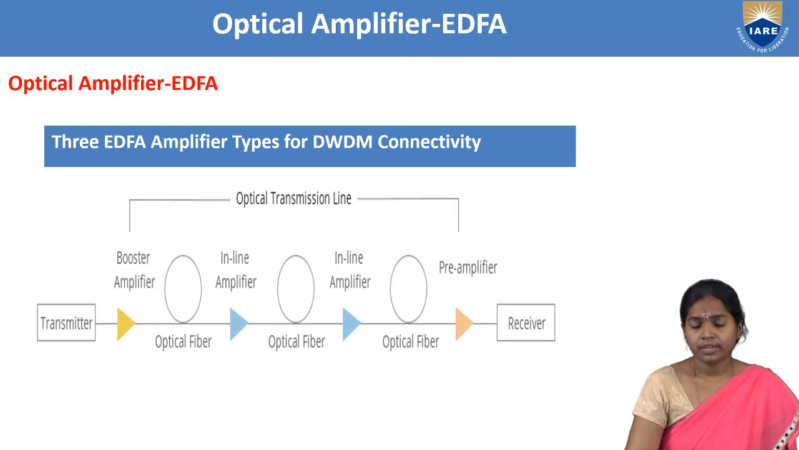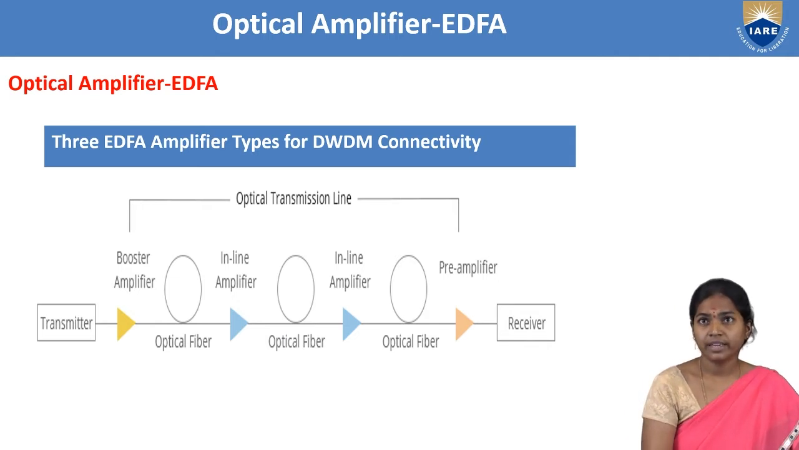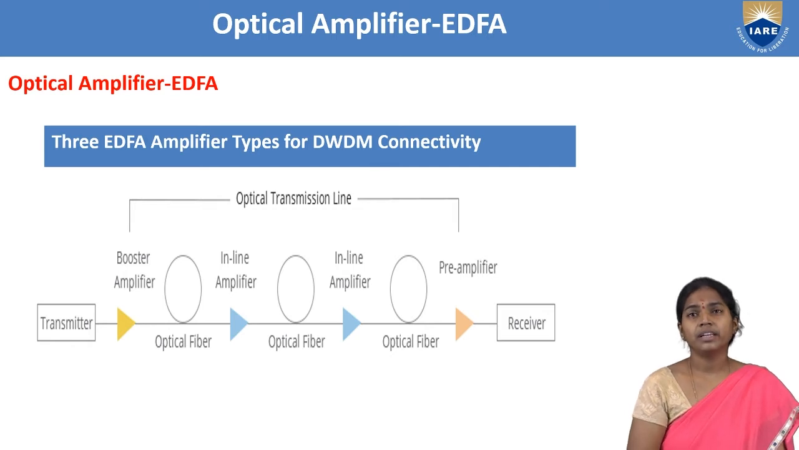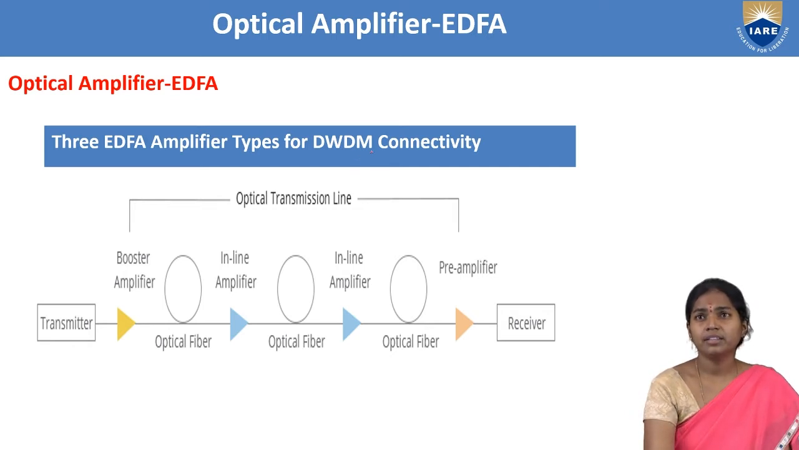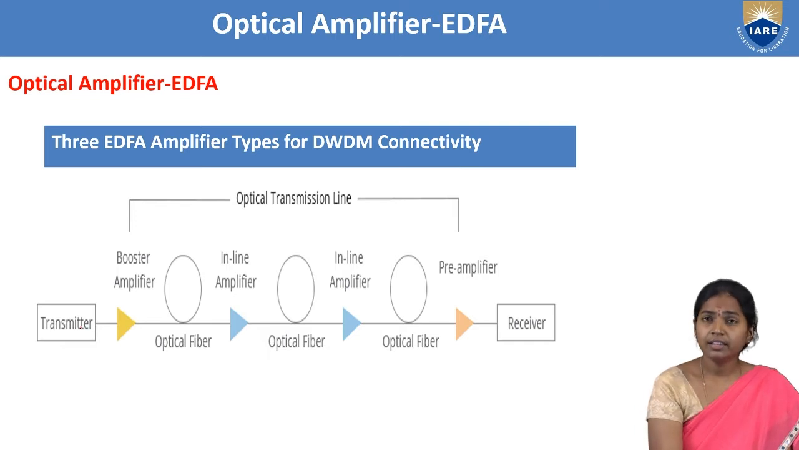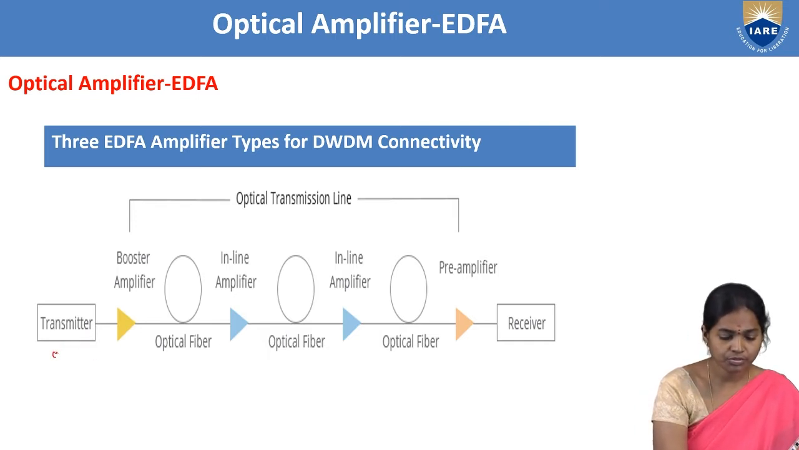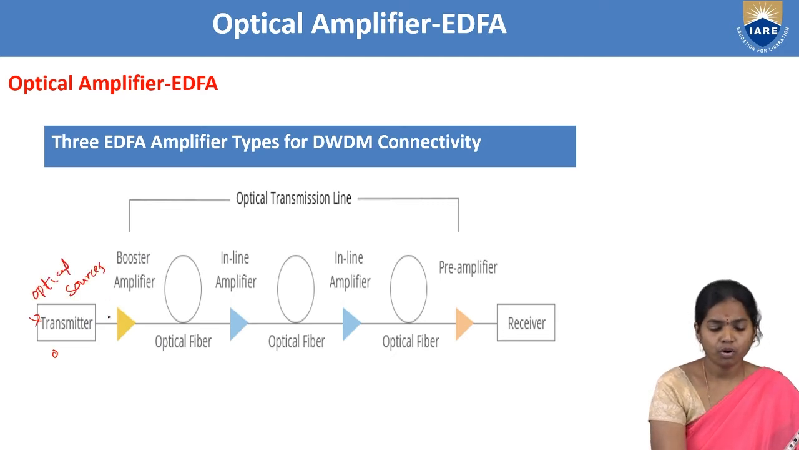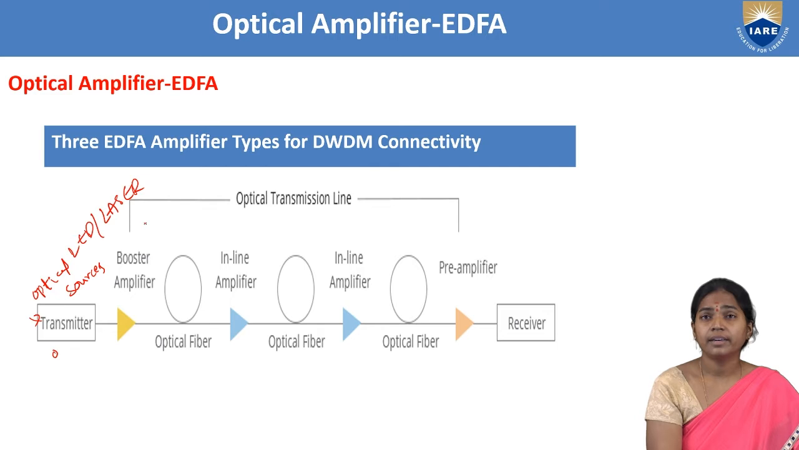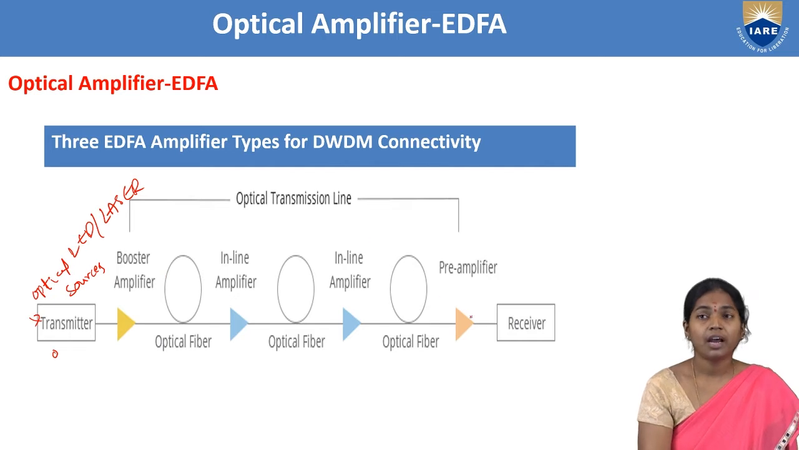So this is the basic block diagram of dense wavelength division multiplexing. EDFA amplifier types for dense wavelength division multiplexing connectivity. In the transmitter, we are using optical sources, which are nothing but LED or laser. With this, a booster amplifier is connected to the end of the transmitter, and at the end of the receiver we are connecting the preamplifier.